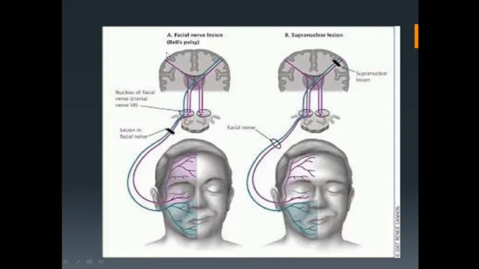So any lesion of the nerve in this part is upper motor neuron lesion, and any lesion at the level of nucleus or beyond is lower motor neuron lesion. So clearly this is an upper motor neuron lesion and this is a lower motor neuron lesion. I hope I am clear. This is the first point.